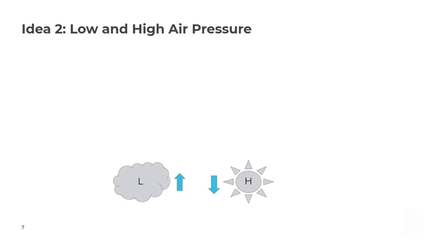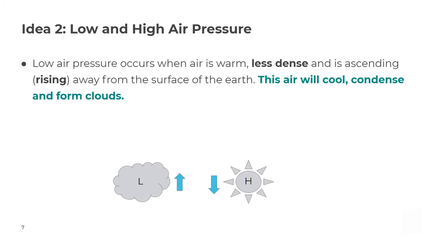So the second key idea that we need to have clarity around is the difference between low and high air pressure. So we're going to take each in turn to make sure that we fully understand them. So low air pressure occurs when air is warm, less dense, and is ascending or rising away from the surface of the Earth. This air will cool, condense, and form clouds.